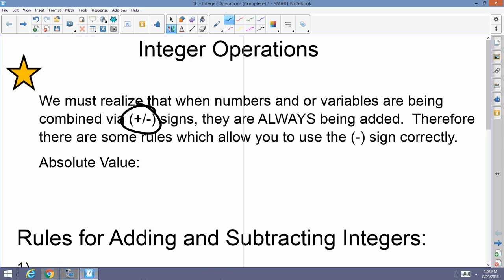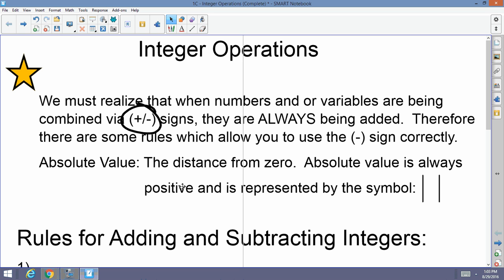Therefore, there are some rules which allow you to use the negative sign correctly. Before we go over those rules, let's do a real quick refresher on absolute value. Please remember that absolute value is the distance from zero. The absolute value is always positive since it is a distance, and is represented by this symbol right here that I am circling in red.